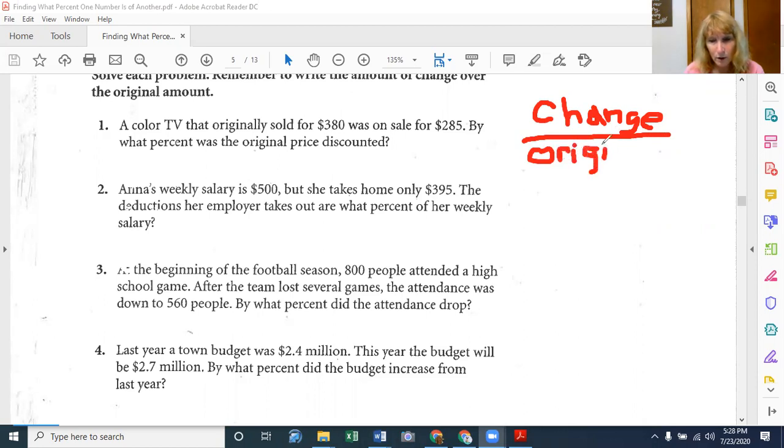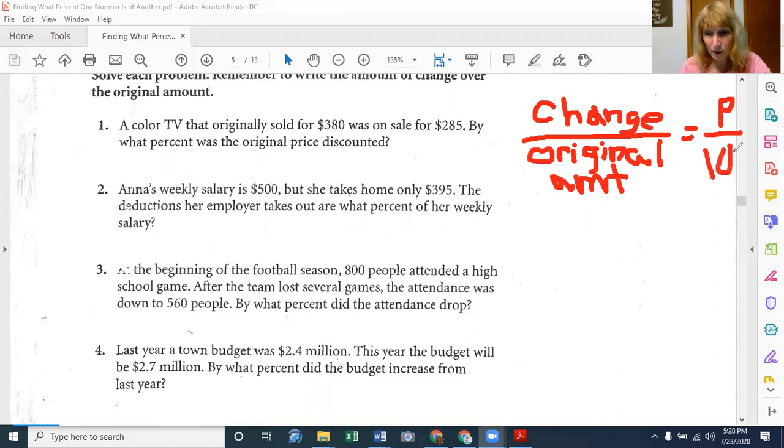Original, and can you guess what it's going to be set equal to? What's it going to equal? It's going to be the amount, abbreviated AMT, because it's hard to write with the mouse. Yes, the other side is going to be your P over 100, right? So that's the only difference. So it's just one extra step. So let's take a look at the first one and see what it says.